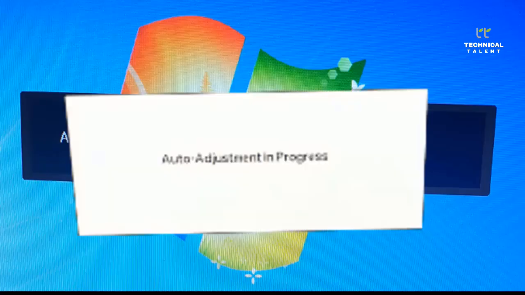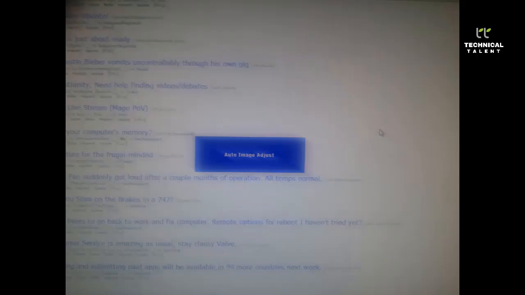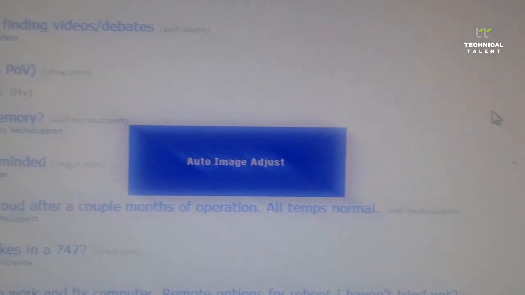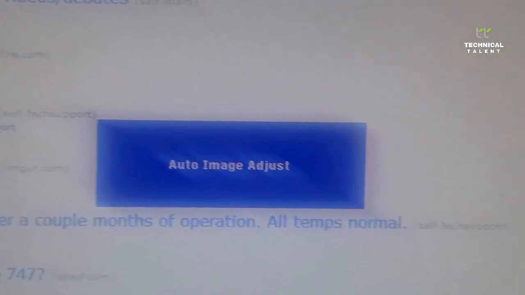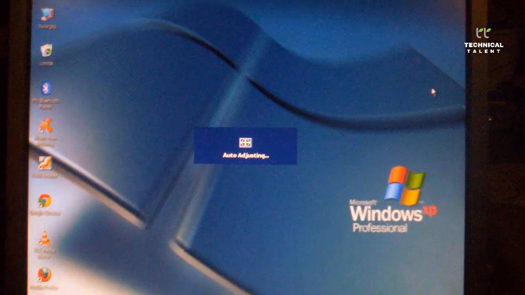What does it mean when your computer says auto adjustment in progress? That's what the auto adjustment in progress means. The monitor is trying to sync its display with the signal. The fact that your monitor keeps losing sync could be an indication of a variety of problems. The easiest possibility to fix is a bad video cable, so give that a shot first.